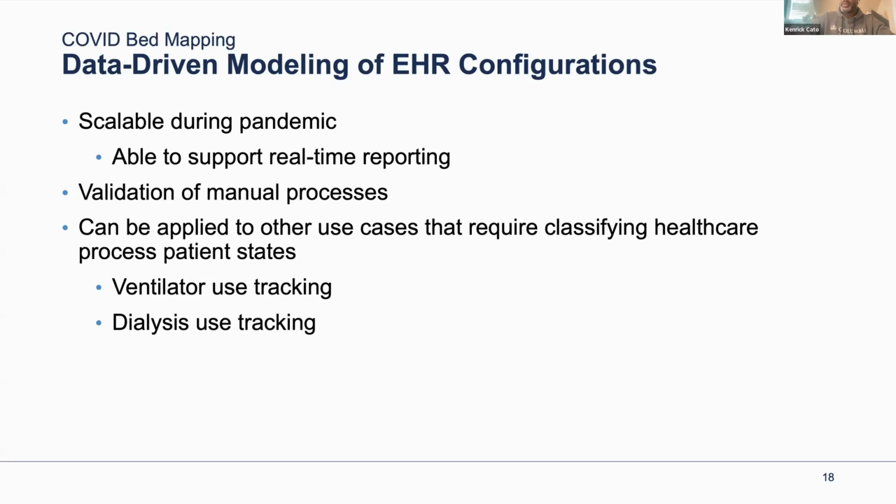There was a manual process going on where they had nurses and other clinicians going to the units to check on bed availability. So this report we ended up using to validate the manual process, using both processes to make sure that the reporting that Dr. Kaufman mentioned was accurate. And then we realized it could be applied to other use cases like ventilator use tracking and dialysis tracking, because the documentation for those different clinical situations is very different, and it was easy to find the signals in modeling for those.